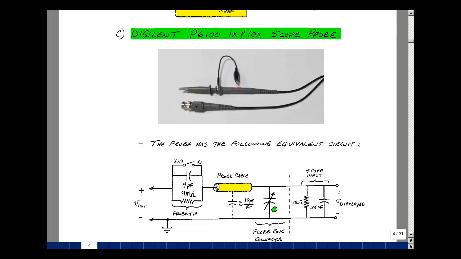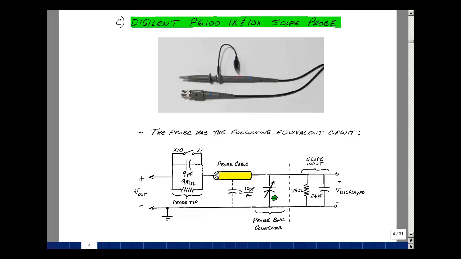Then I have a coaxial cable, which has about 10 picofarads per foot of capacitance. There's a variable capacitor, and that's going to connect into our scope, which has, as we showed in the last lab video, an input resistance around 1 megohm and 24 picofarads of capacitance. Whatever appears across here is what we see displayed on our PC screen.